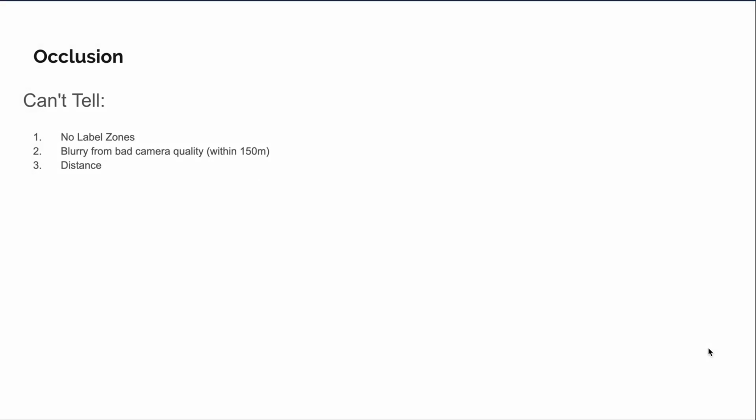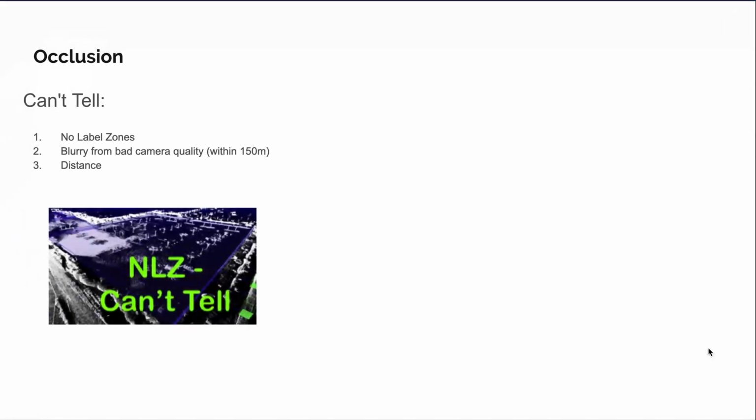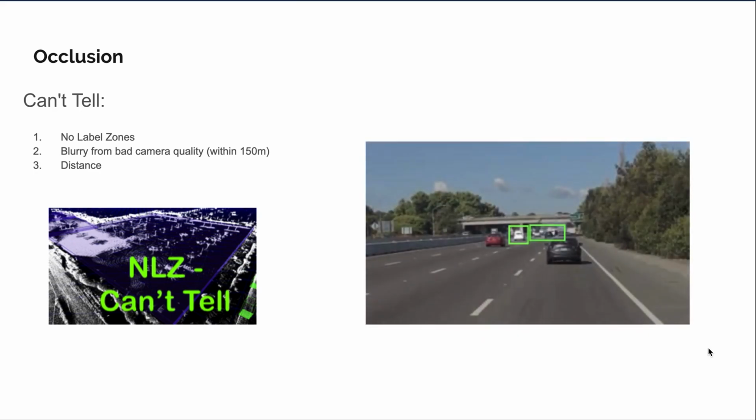So when do we choose can't tell? We choose can't tell for no label zones, or if the camera quality is making the car look so blurry that we can't tell how occluded a car is. That's not to be confused with the max level of occlusion. If we can't tell where a vehicle is because it's being blocked, that's different than we don't know how occluded it is. So be careful with can't tell. Don't get it confused with 80 to 100%.